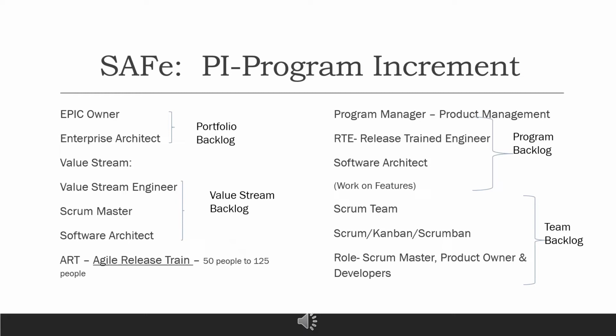After that, the leadership will make the strategy of how it will go around: how many programs it will get divided into, how many chunks it should get divided into. Once the portfolio level epic owner, the enterprise architect and the leadership discuss, this portfolio backlog will get created. After that, it will come on the value stream.